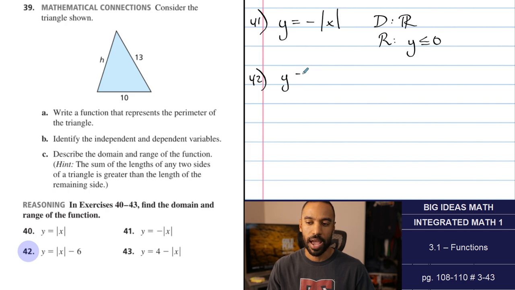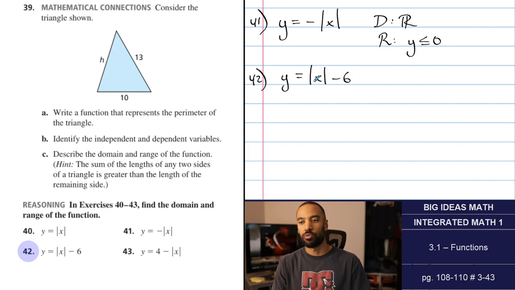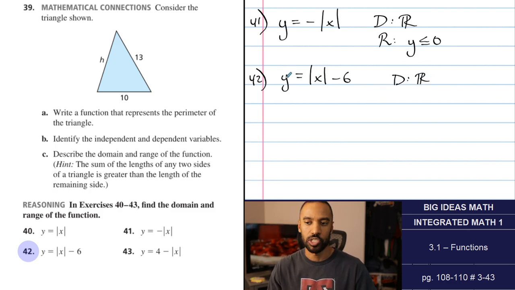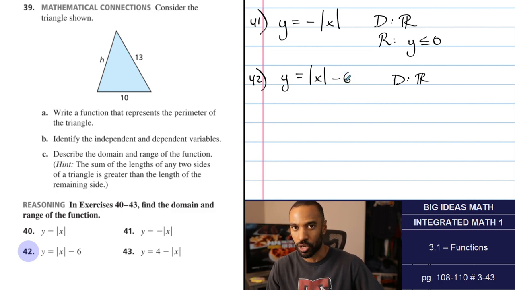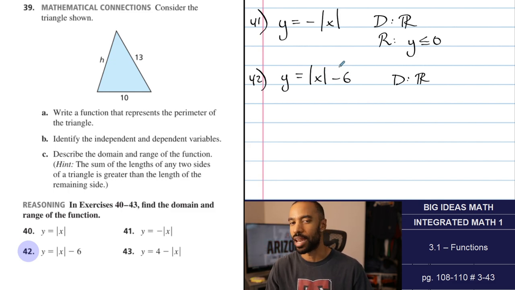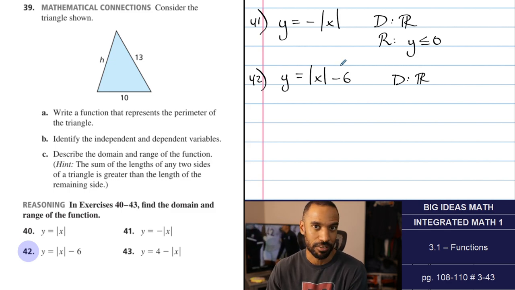Number 42 says y equals absolute value of x minus 6. I want you to think about, first of all, domain's all real numbers. Plug in anything for x. Now, based on x, you get certain y values. There's also, based on subtracting 6, you get certain y values. So I plug in a value for x like 2. Absolute value of 2 is 2, minus 6 is negative 4. Suddenly I can get some negative numbers.